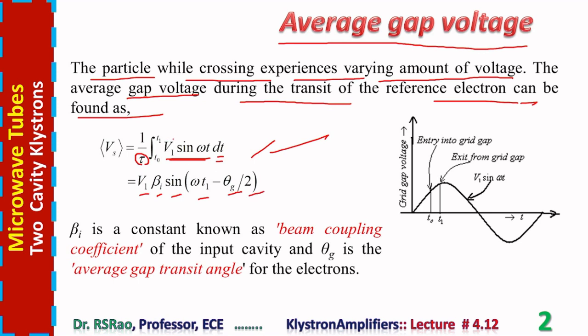V1 is the amplitude of the gap voltage. t1 is the instant at which the electron leaves. θg is the average gap transit angle. β is a constant. It is known as the beam coupling quotient.